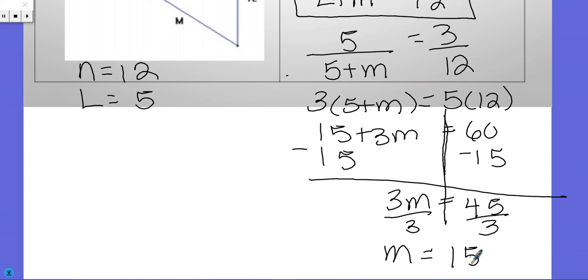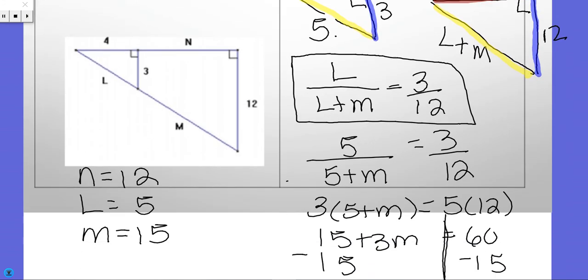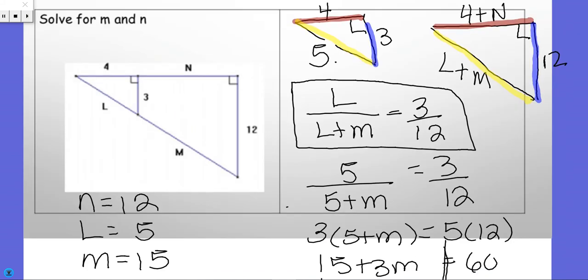And let me double check that. 30 plus 15 is 45. All right, so m is equal to 15. So let me go make sure I solved everything they asked me to solve for. Yep, m and n I got, and I even gave them an extra letter because I needed it to solve the problem. All right.